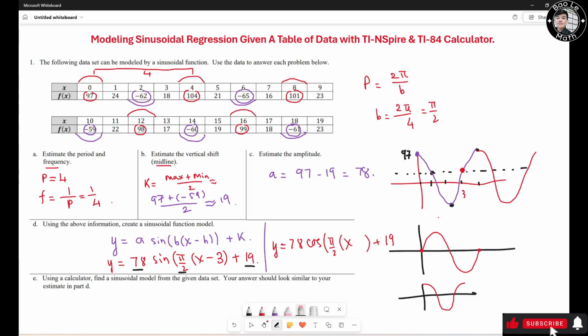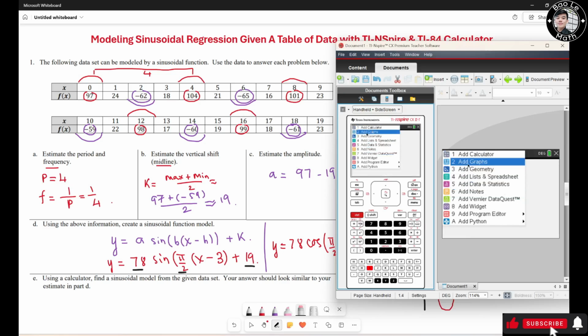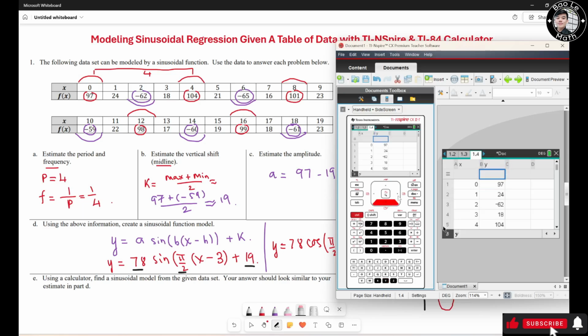Now we're going to use the calculator to find a sinusoidal model from the given data set. We're going to bring up the TI-Nspire calculator. We're going to hit Control I, add Lists and Spreadsheet right here. Now you need to name this table. This is the x value, so we just name this one x value, and then you input the values right here. You name the second column and input the values.